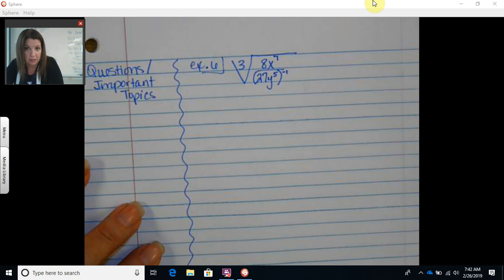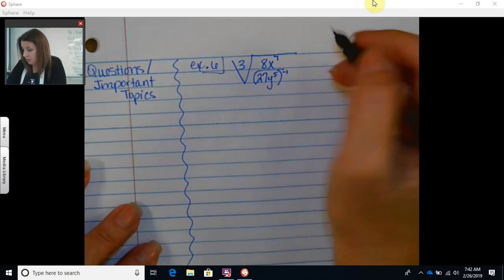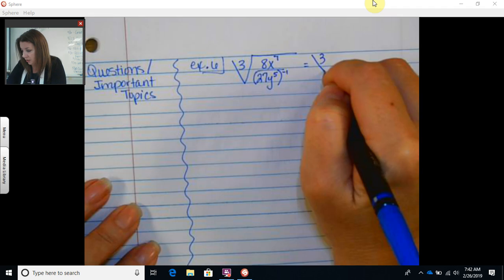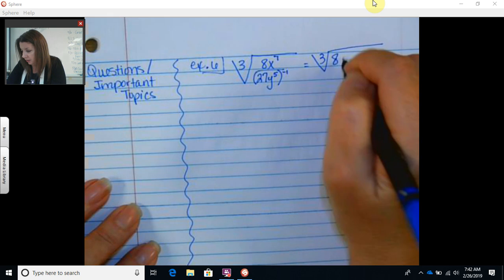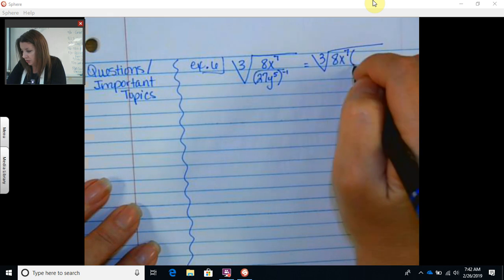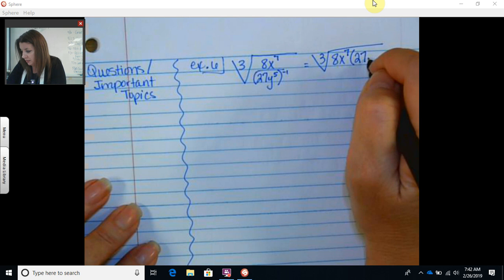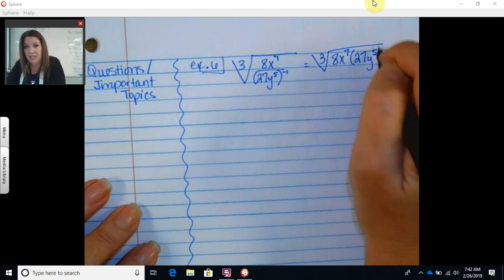But before I do that, I probably would get rid of that negative exponent. And do we remember how to do that? You have a negative exponent. What do you do to get rid of it? Move it up, right? If it's in the denominator, we'll move it to the numerator. If it's in the numerator, we'll move it to the denominator. So that's going to be the cubed root of 8x to the 7th times 27 y to the 5th. And do I even need to put to the first power? No.